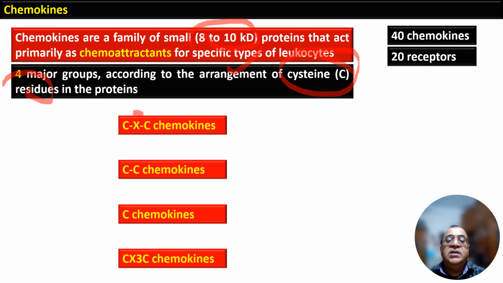and in which there is an amino acid between the first two conserved residues of cysteine. Then when there is no amino acid between these two cysteine molecules, they are termed as CC. And when the first and third of the four conserved cysteines are lacking, this is C chemokine. And when there are three amino acids between the two cysteines, it is termed as CX3C.